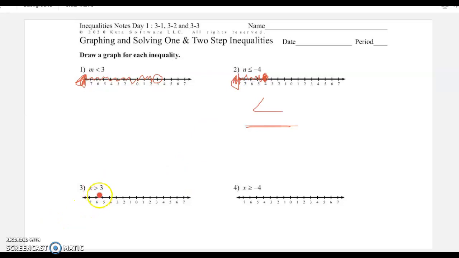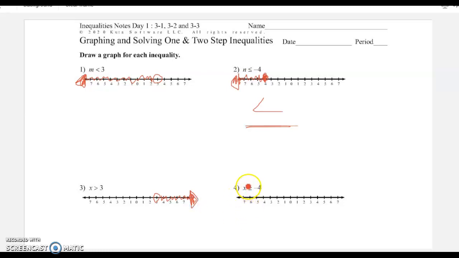All right, number 3, x is greater than 3. So we'd put a dot at 3. We would not fill it in because it is not equal to. And the numbers greater than 3 would be to the right, like 4, 5, 6, 7, 8, 9, 10, all the way up to positive infinity. So we fill in the arrow.